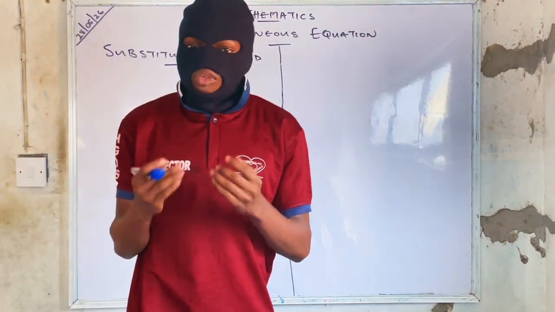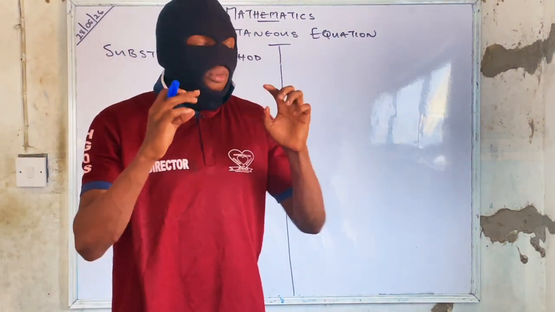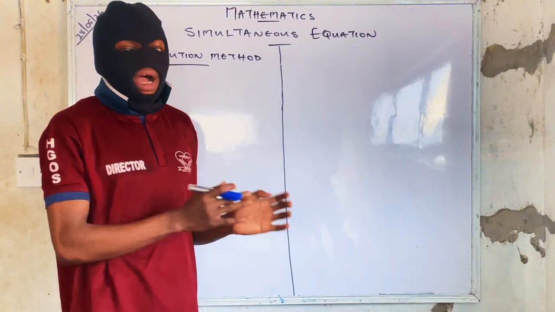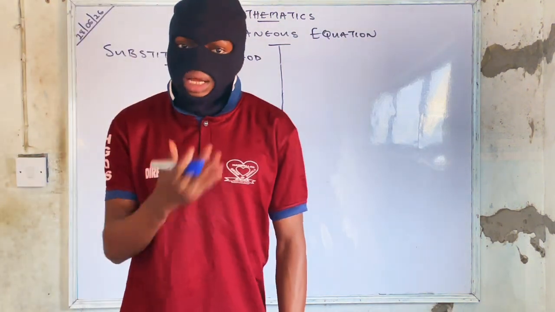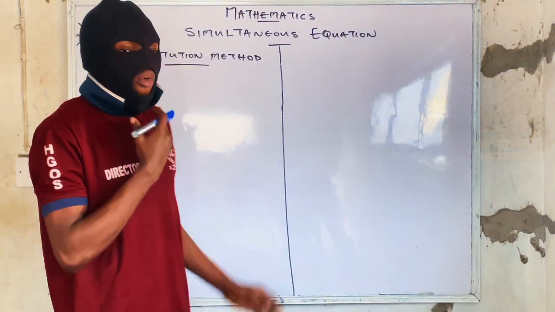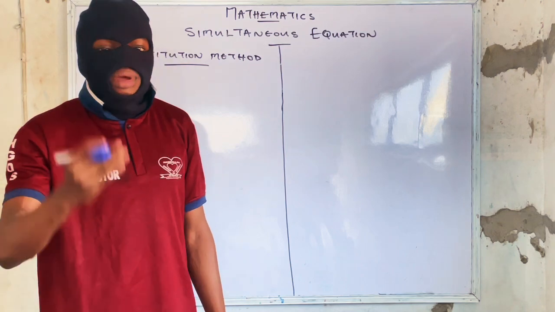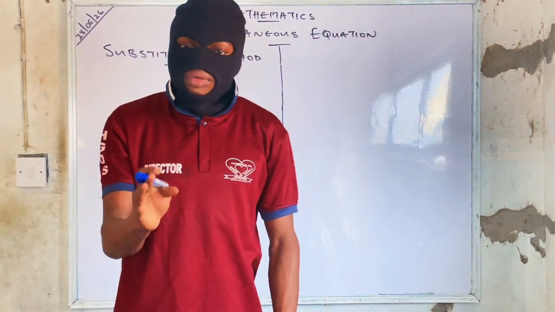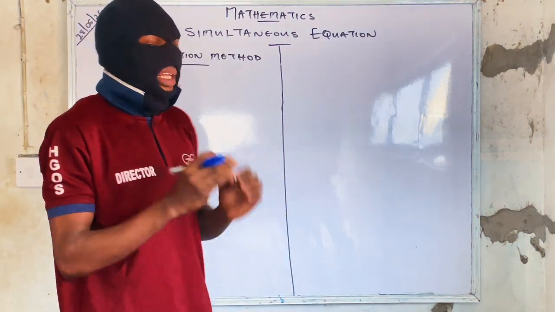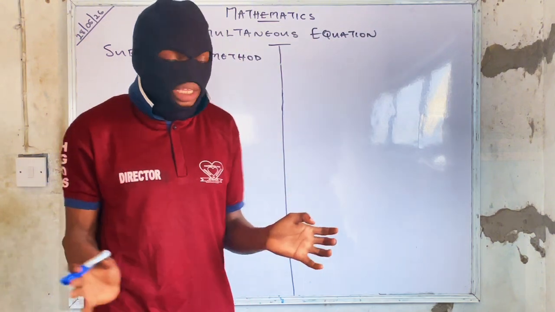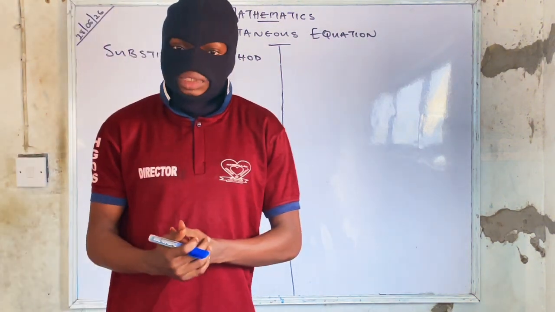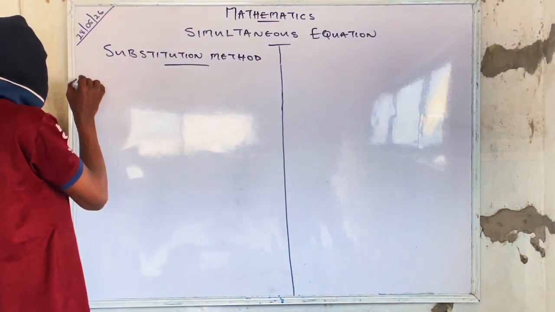Whenever we are given questions and you use the elimination method and I use the substitution method, we are going to arrive at the same answers for the unknown variables. If we don't arrive at the same answer, then it means that we have made mistakes in the methods that we are using.